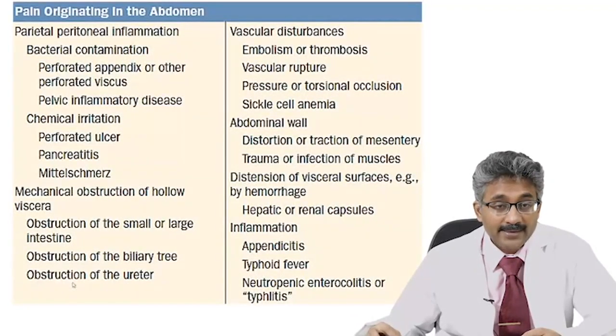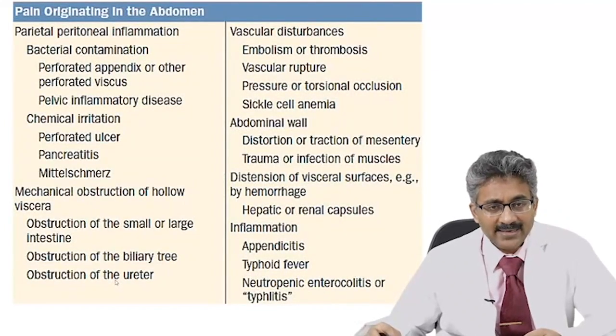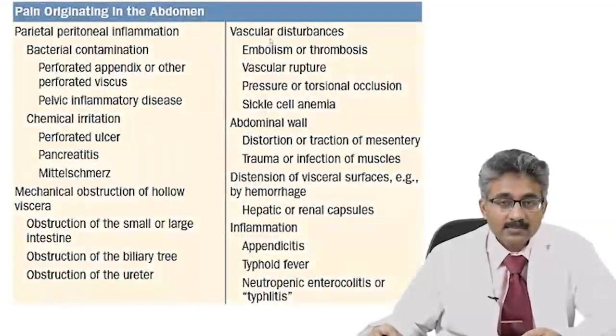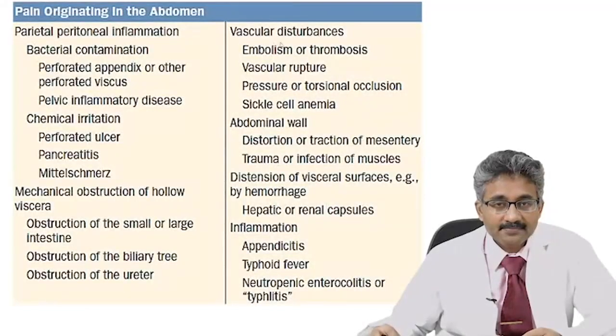So, bladder pain, ureteric pain, along with non-specific abdominal pain and appendicitis pain are among the commonest causes of abdominal pain. So next is pain due to vascular disturbances.